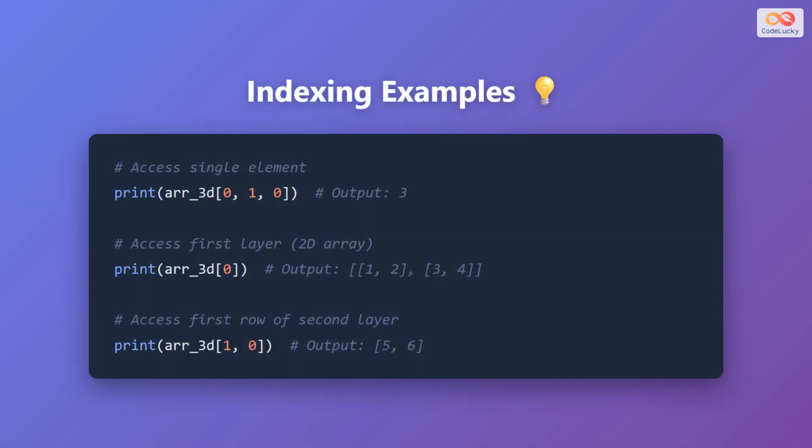Let's look at some practical examples. To access a single element, we use array_3d[0, 1, 0], which returns 3. To access the entire first layer, we use array_3d[0], which returns the two-dimensional array [[1, 2], [3, 4]]. To access the first row of the second layer, we use array_3d[1, 0], which returns the one-dimensional array [5, 6].